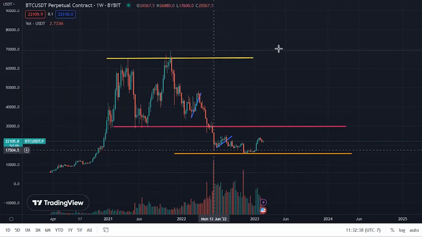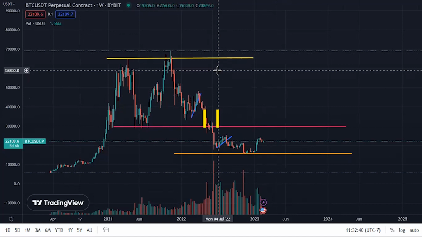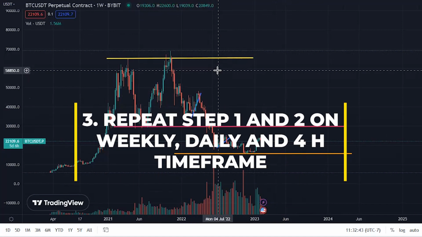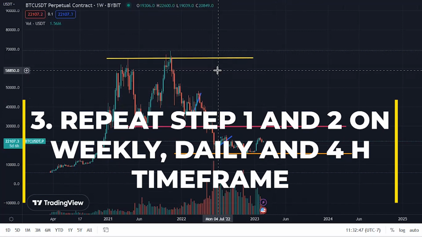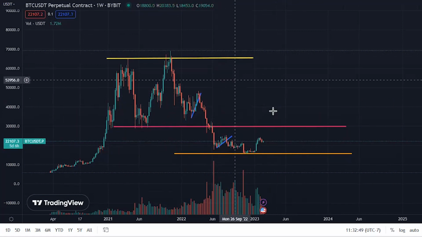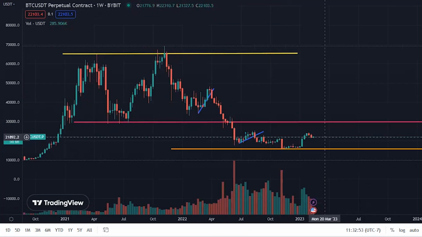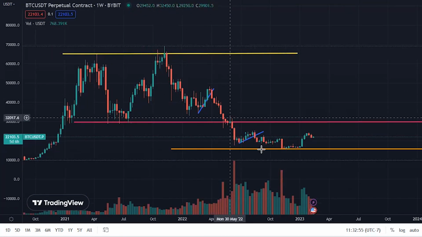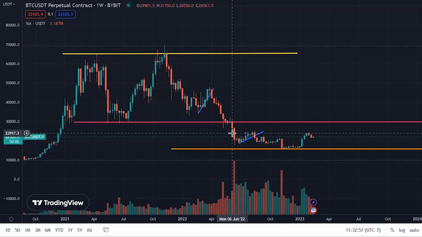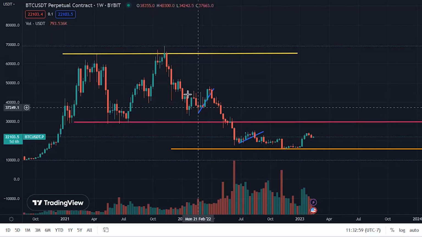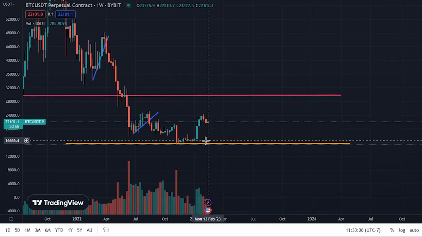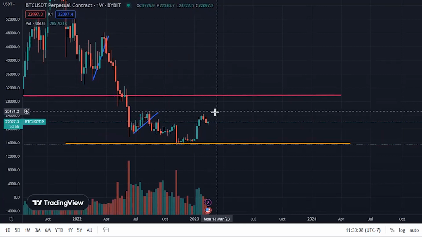So when we come to the weekly time frame, we want to basically repeat what we did on the monthly time frame. The first step is to find out what trend we are in. And then second, we find the support and resistance. Here on the weekly time frame, I can see that we are still in a downtrend, literally just like the monthly time frame. We might be starting an uptrend soon.